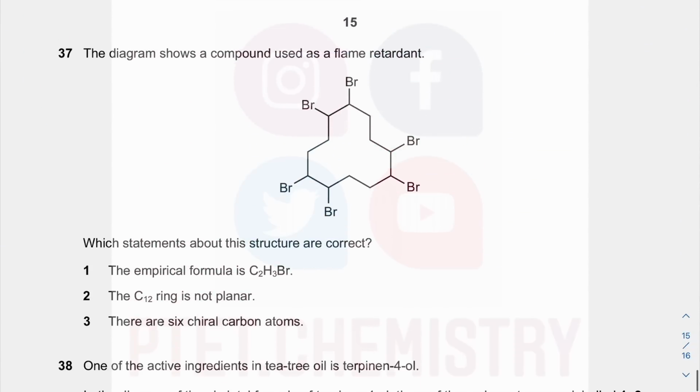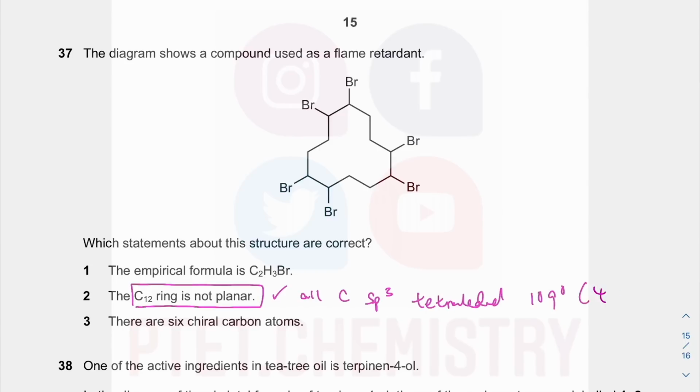37. Which statements about this structure are correct? Well, the C12 ring is not planar. That is correct because they are all carbon sp3. The carbon has 4 bond pairs. You don't show the hydrogen, but there's 2 hydrogen there, and there. There's 1 hydrogen there. On each of the brominated carbon, you also have 1 hydrogen. Okay, so that is your tetrahedral, 109 degrees with 4 bond pairs and 0 lone pairs. So they are not planar, they are tetrahedral.